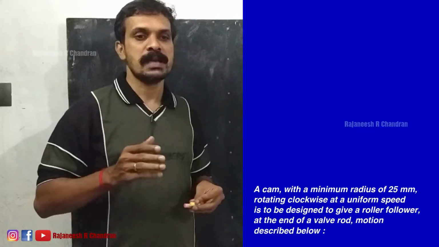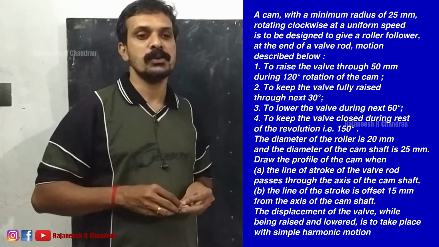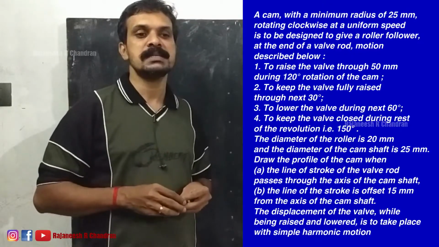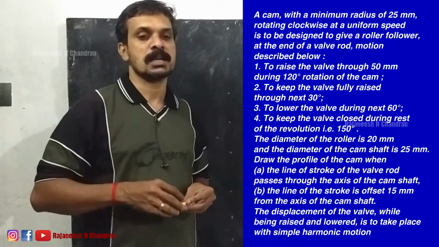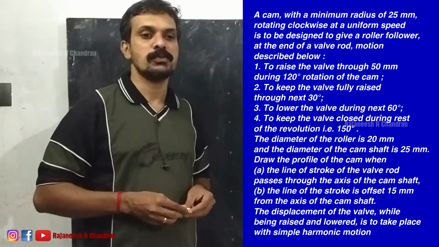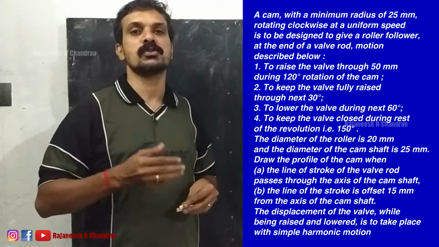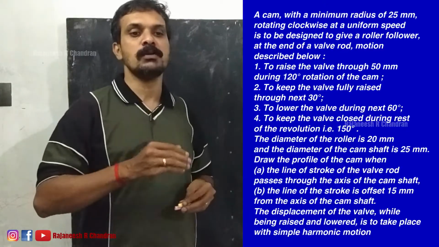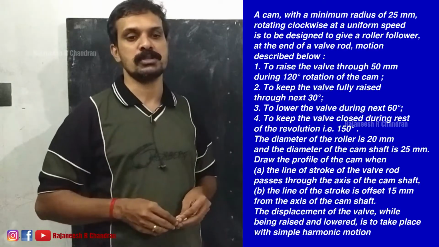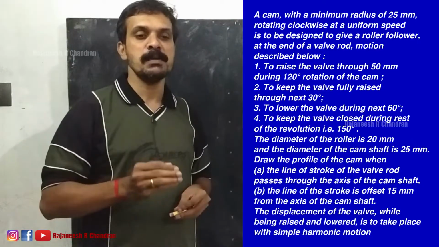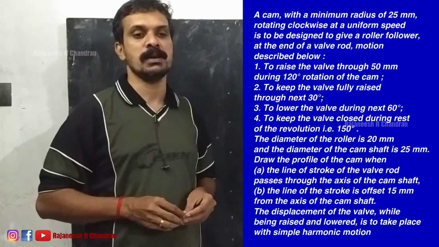The question is, a cam with a minimum radius of 25 mm rotating clockwise at a uniform speed is to be designed to give a roller follower at the end of a valve rod motion described as below. To raise the valve through 50 mm during 120 degree rotation of the cam, to keep the valve fully raised through the next 30 degree, to lower the valve during the next 60 degree, and to keep the valve closed during the rest of the revolution, that is 150 degree. The diameter of the roller is 20 mm and the diameter of the cam shaft is 25 mm.